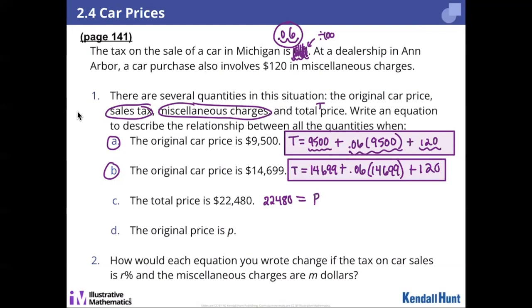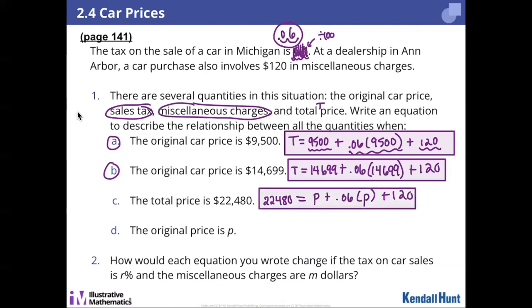Now you can use any variable. I'm just going to use P, that stands for price. And we still calculate the price of this car the same way. We take the sales tax times the price of the car. And then we have to add the miscellaneous charges on the end.